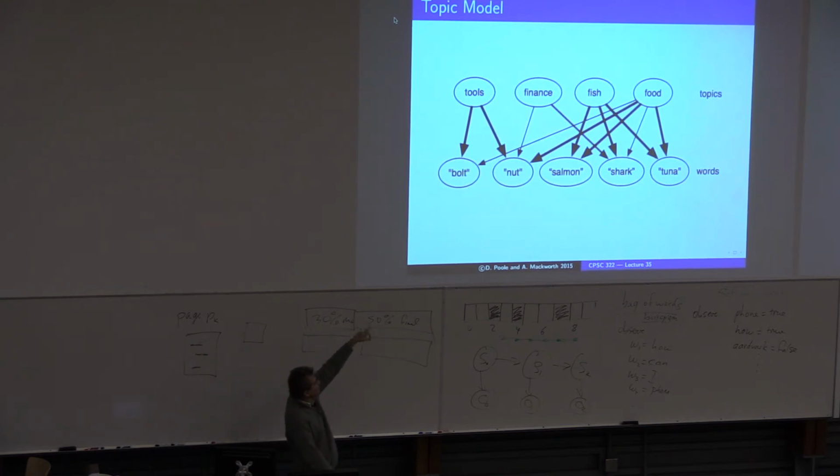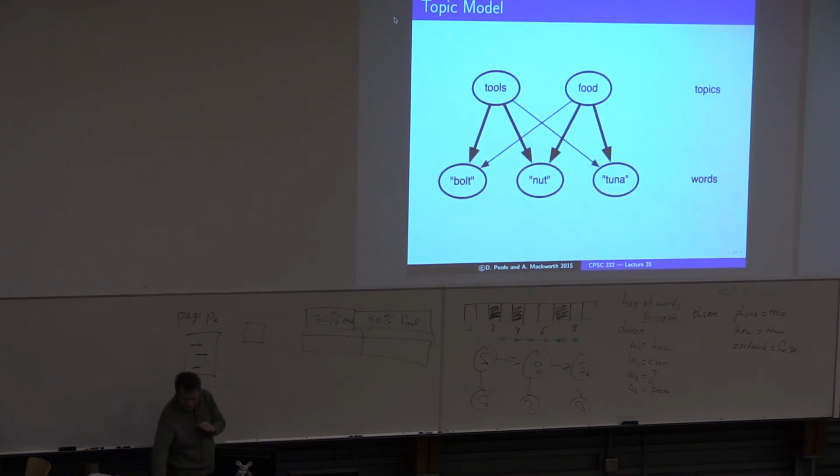And here they assume the topics are independent of each other. The words are independent given the topic, but the words are dependent because you have similar topics. So here's a topic model for building this.